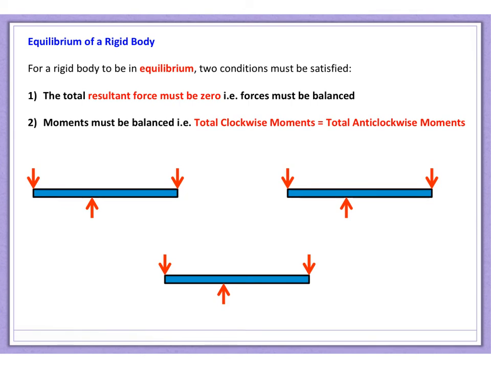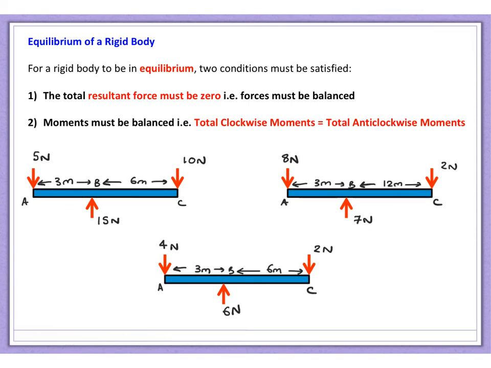Now, if we're considering a rigid body model, for a rigid body, such as a rod, to be in equilibrium, there are now two conditions which have to be satisfied. One, the total resultant force has got to be equal to 0, i.e. forces must be balanced as previously, but also the moments must be balanced, i.e. the total clockwise moments must be equal to the total anti-clockwise moments, which of course means that the total sum of the moments must be equal to 0.